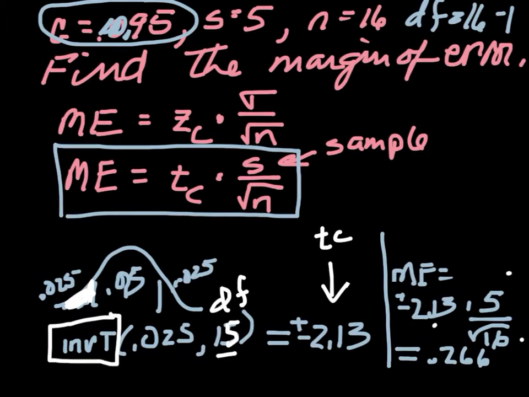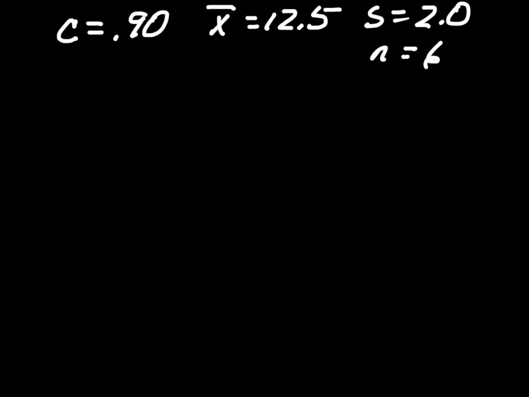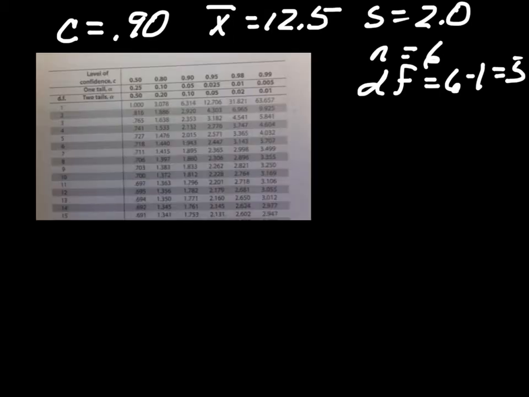Okay, next slide. The last thing we want to do is construct a confidence interval. So we have a confidence level of 90%, x bar is 12.5, our sample standard deviation is 2, and the sample size is 6. So right away I'm going to find my degrees of freedom, which is 6 minus 1, or 5. And I'm going to paste the table, because I'll use the table this time and then check it with the calculator. So I have the table, so I'm going to proceed forward.